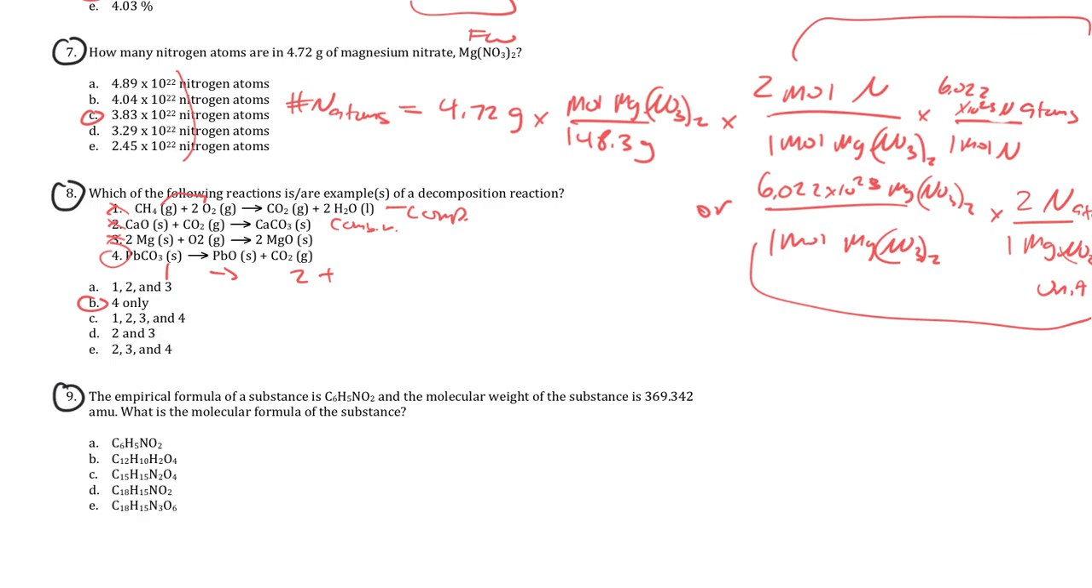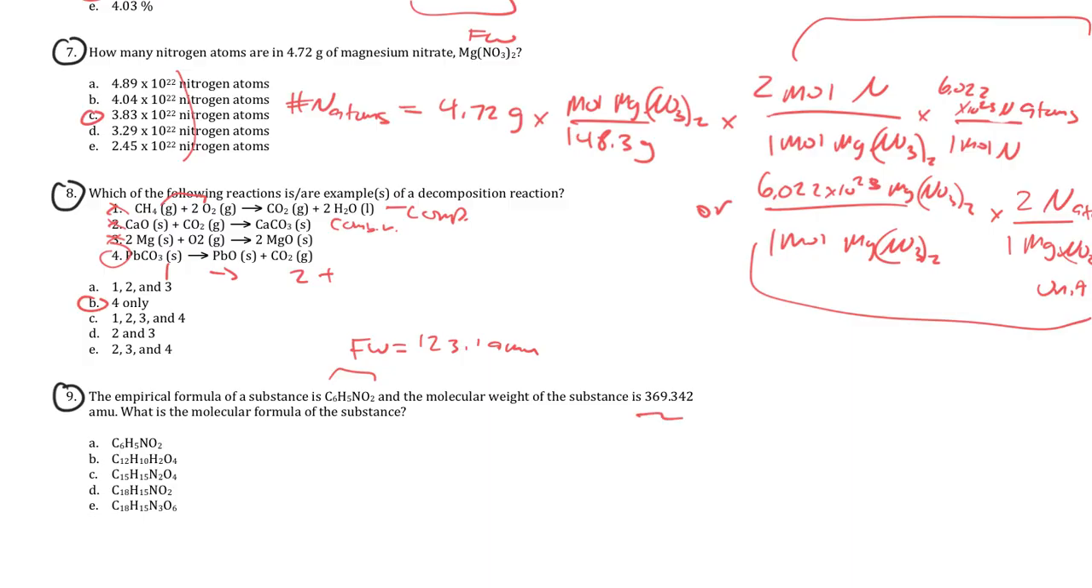What's the molecular formula of a substance whose empirical formula is C6H5NO2? The molecular weight is 369.342 AMU. So what I would probably do here is think, well, what's the formula weight of the empirical formula? So I take 6 times 12.01 plus 5 times 1.008 plus 14.01 for the 1 nitrogen, then plus 2 times 16 gives me 123.1 atomic mass units. And so that's the empirical formula mass.